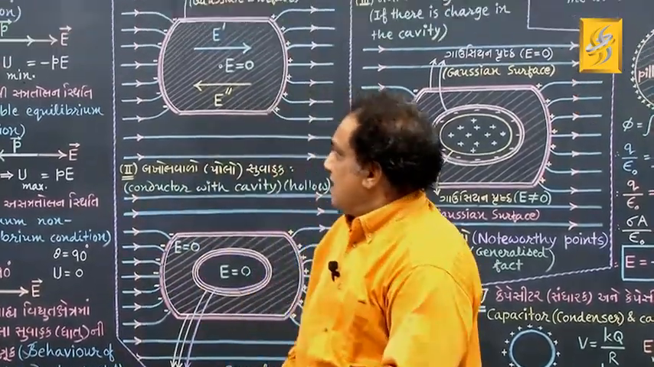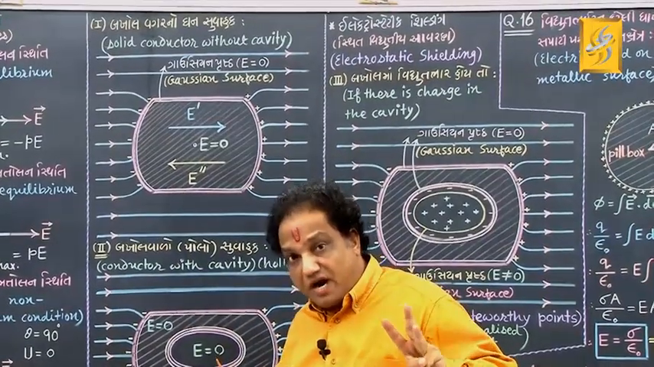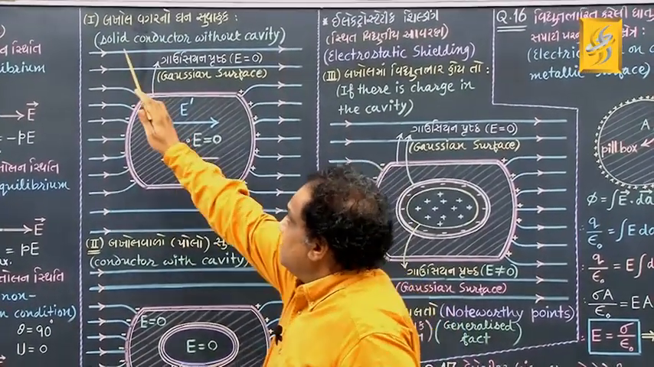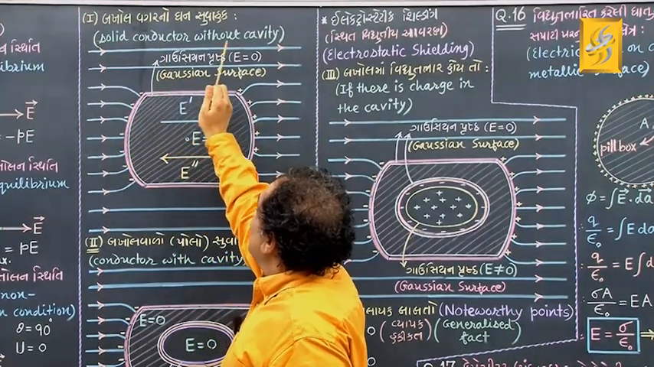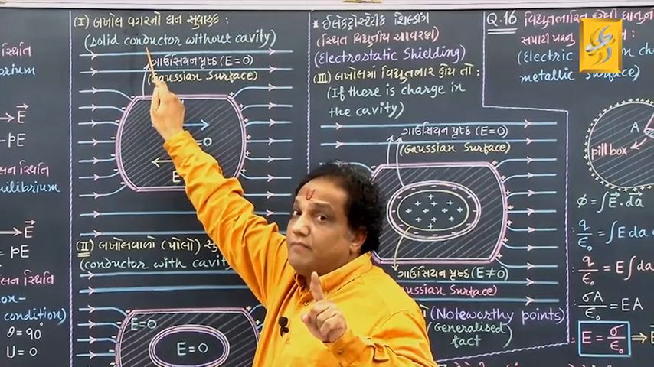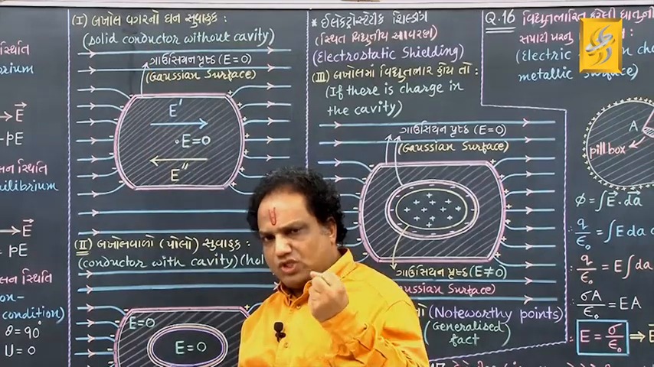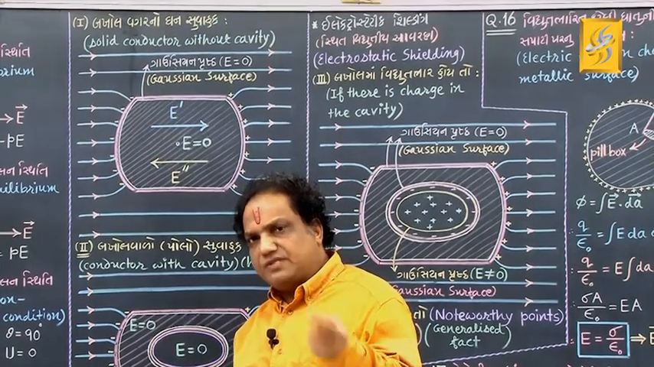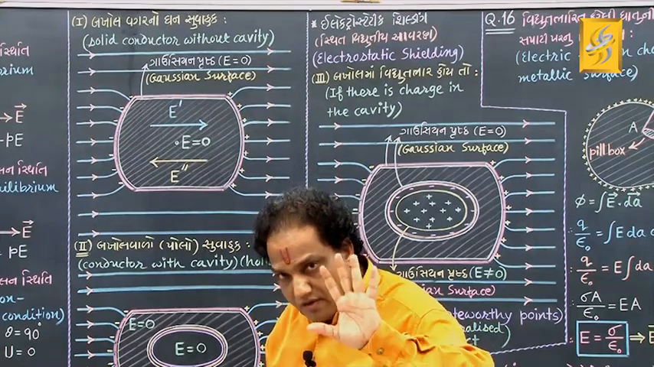Come on. Let us study the whole theory in different three parts. First what we take? Solid conductor without cavity. Let me remind once again, conductor means here good conductor, that is metal. Okay. Consider solid conductor when subjected to external electric field. How will it behave? I am showing you.